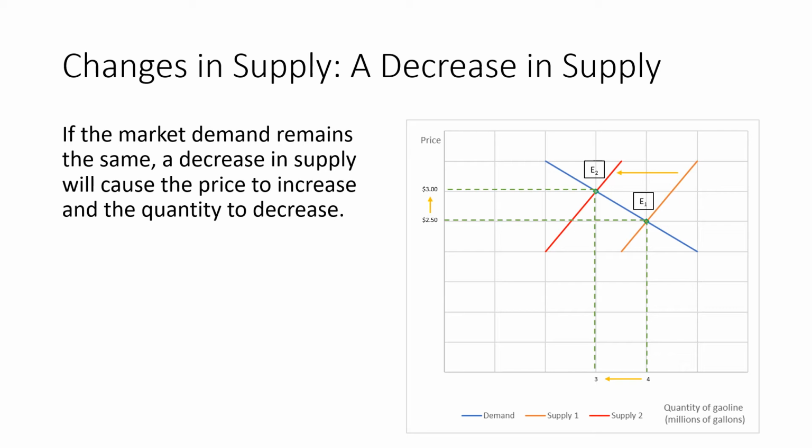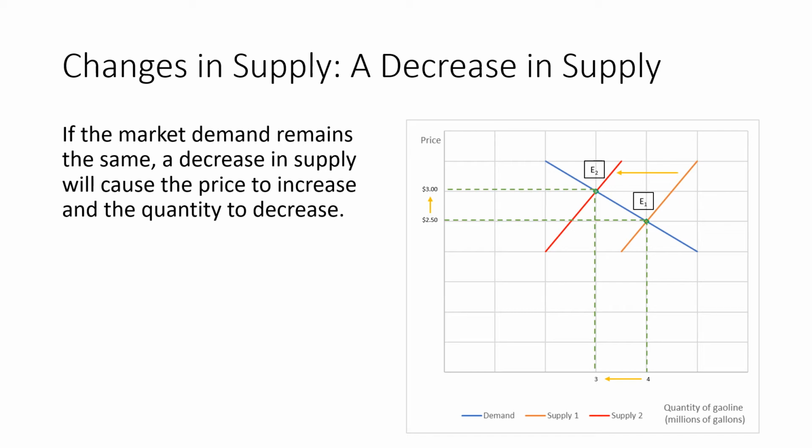We'll use the example of a ruptured gasoline pipeline that occurred in Phoenix, Arizona several years ago. As a result of this disaster, the quantity of gasoline available for sale in Phoenix decreased at every price. Now we can consider how this event affected the equilibrium price and quantity of gasoline in Phoenix. Our graph here provides hypothetical supply and demand curves for the gasoline market in Phoenix.